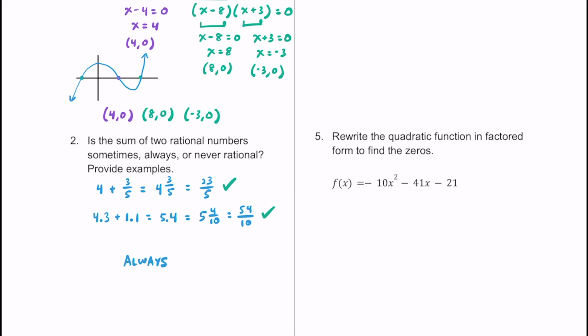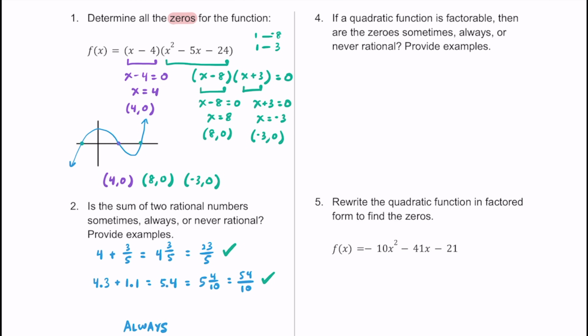Here's number 4. For number 4, the question is, if a quadratic function is factorable, then are the zeros sometimes, always, or never rational? Okay, so let's think about a quadratic function that is factorable.